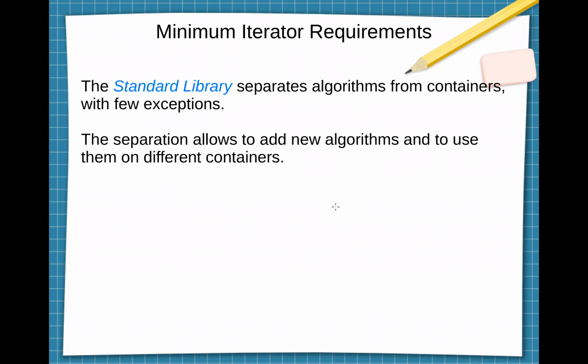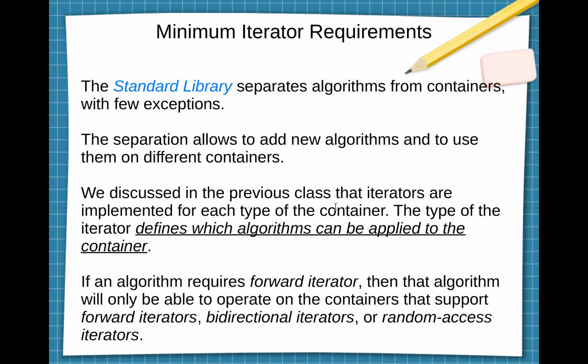The standard library separates algorithms from containers, with some exceptions. And the separation allows us to add new algorithms and to use them on different containers. Now, we discussed in the previous class that iterators are implemented for each type of container, right? And that the type of the iterator defines which algorithms can be applied to the container. So if an algorithm, for example, requires a forward iterator, then that algorithm will only be able to operate on containers that support forward iterators, or maybe bidirectional iterators, or maybe random access iterators, or all of them together at the same time.